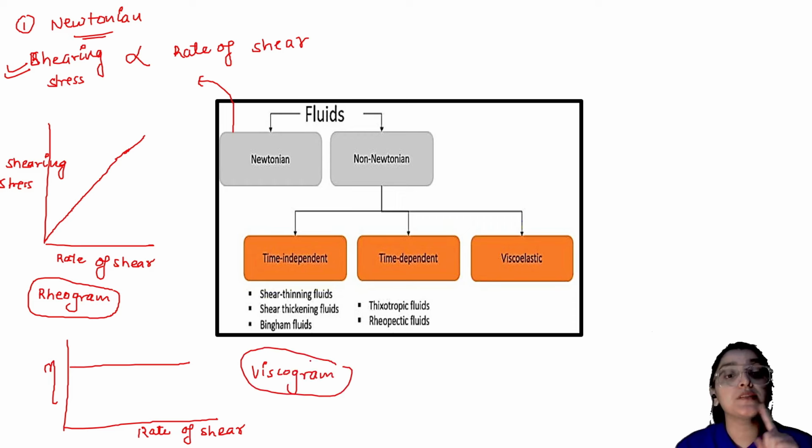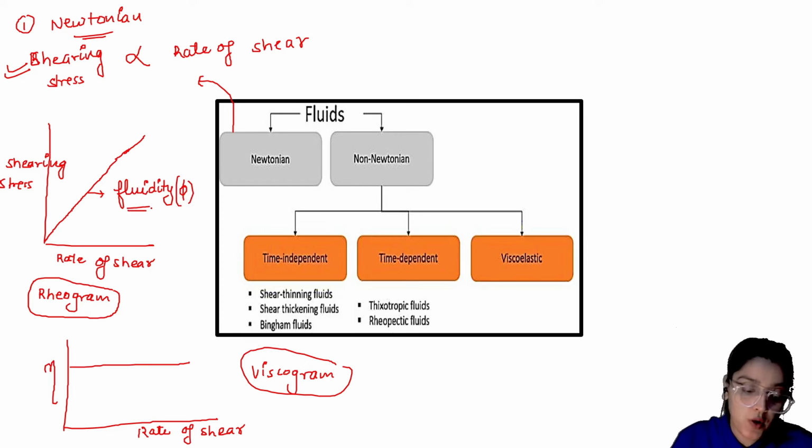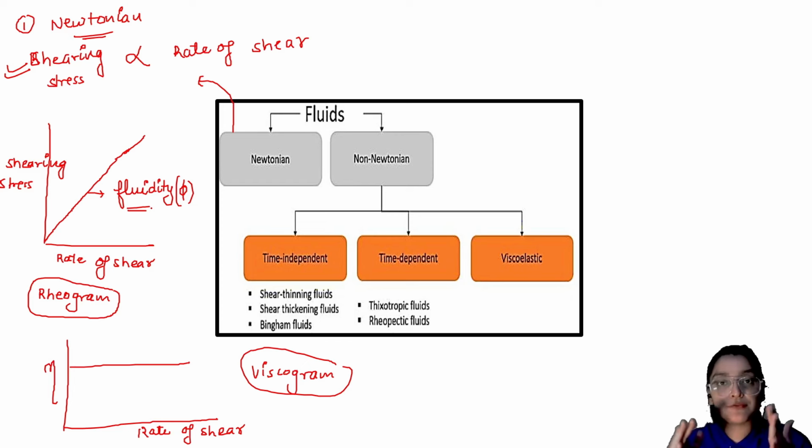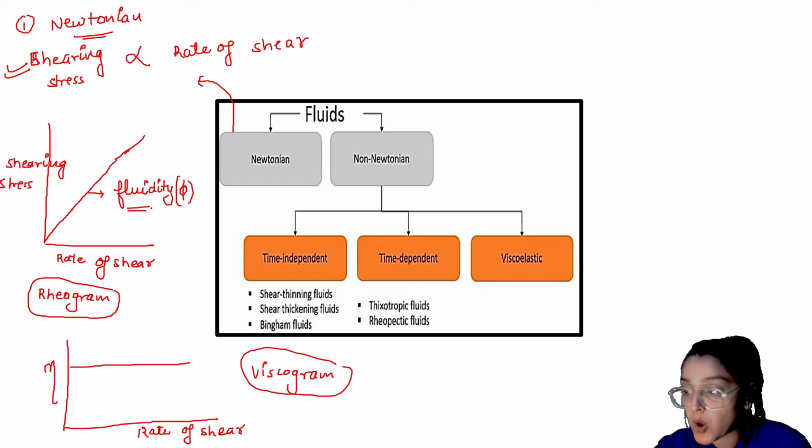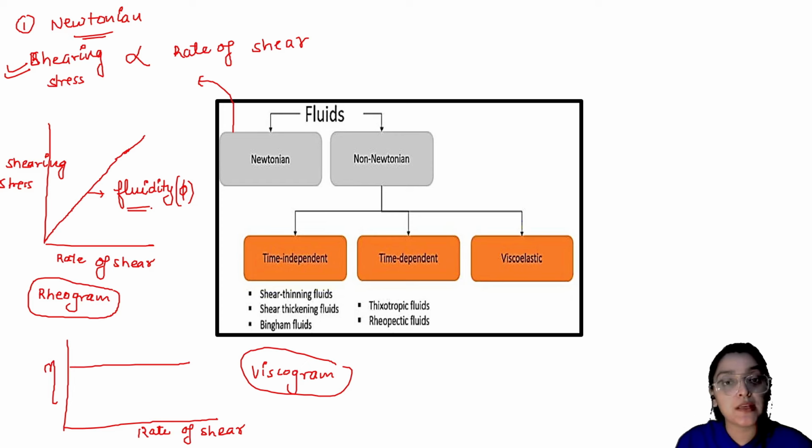Okay students, that was a Rheologram in which shearing stress was plotted with the rate of shear, and for a Newtonian fluid this is generally a straight line. The slope of this straight line graph is termed the fluidity. Very important from your exam point of view. If fluids follow this law, they are termed Newtonian ones, and if there is no direct relationship between the shearing stress and the rate of shear, they are termed non-Newtonian fluids.